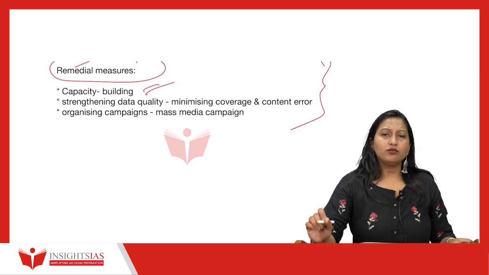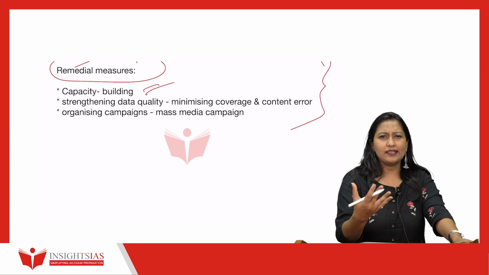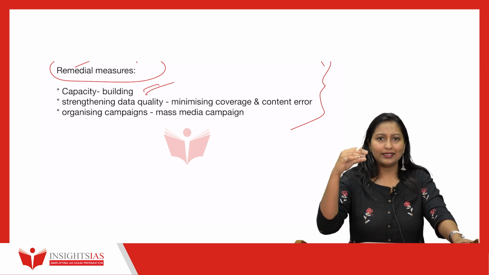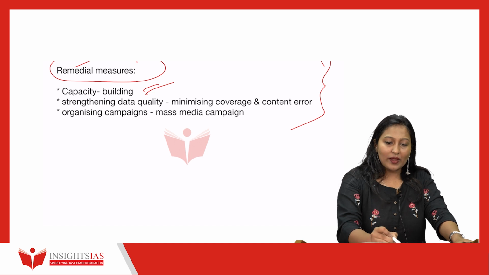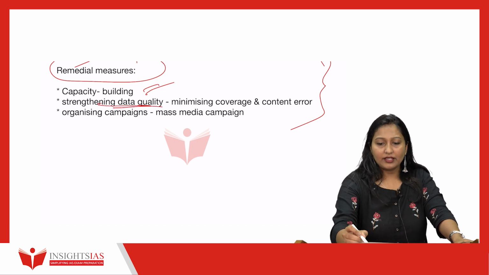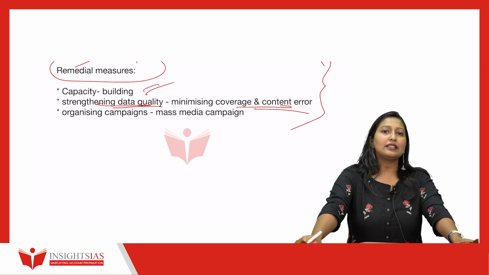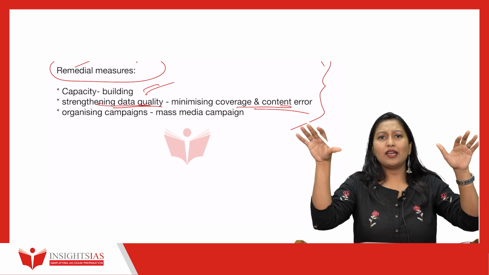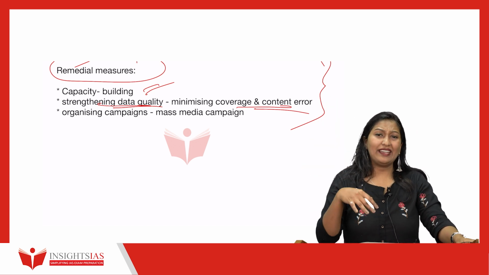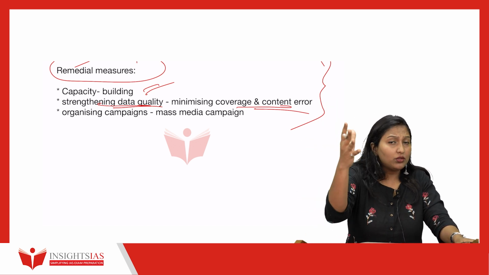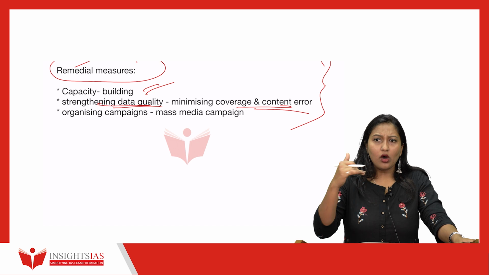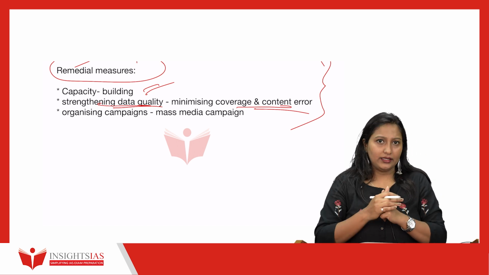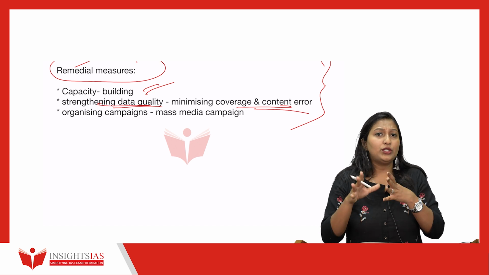I have given, one, capacity building. Capacity building is basically infrastructure building or training of the enumerators. All these things need to be taken care of. Next, strengthening of data, that is, minimizing coverage and content error. Sometimes the tribes are dispersed over a wide range of area, and sometimes you don't even go and collect the data. Sometimes if you feel a certain community is hostile, you will not go and collect the data. All these things you need to reduce.